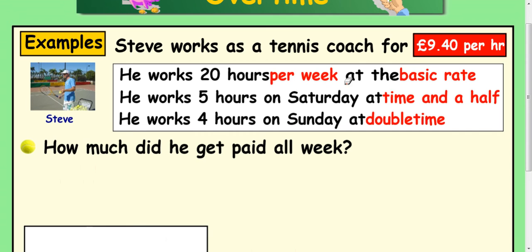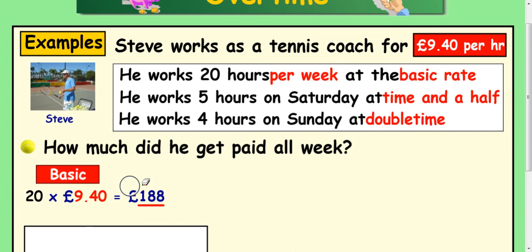Let's work out his 20 hours per week first, his basic rate. So I always like to put wee headings. So I'm going to work out his basic first. So that's really just 20 hours at £9.40. Put it into your calculator, 188. Right, next we'll move on to the Saturday.